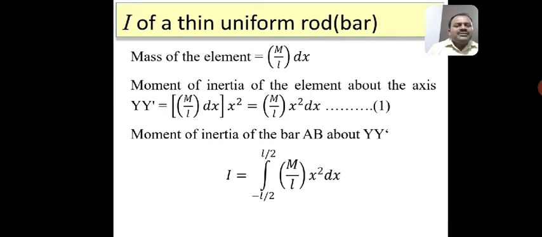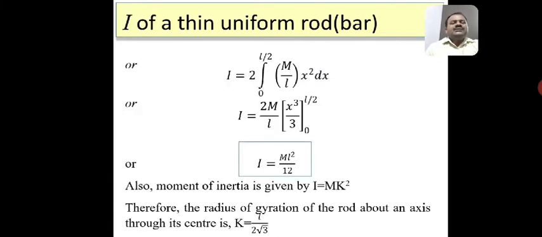Now, the moment of inertia of the whole bar AB about y dash is given by I is equal to integral from minus L by 2 to plus L by 2 of M by L into x square dx. The limits are taken from minus L by 2 to plus L by 2 because the elements are at distances starting from minus L by 2 on the left side to plus L by 2 from the axis. So the moment of inertia I is equal to integral minus L by 2 to plus L by 2 of M by L into x square dx.